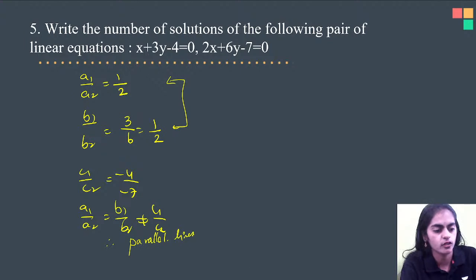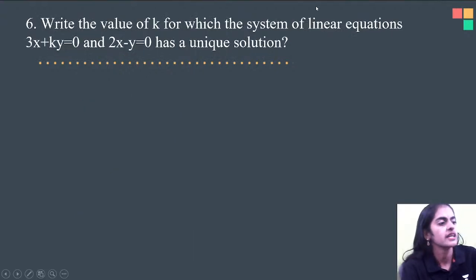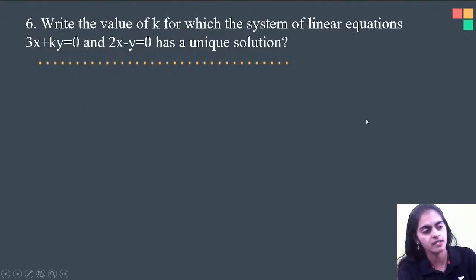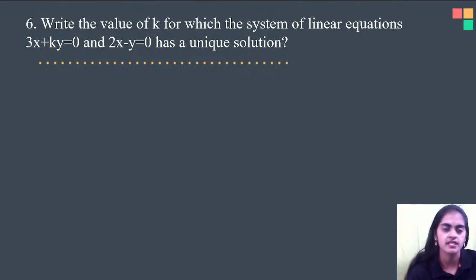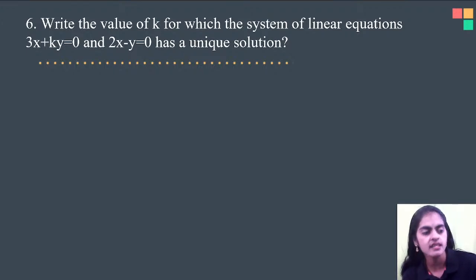Okay. चलो next question करेंगे. Here it is. Write the value of k for which the system of linear equations 3x plus ky is 0 and 2x minus y is 0 has unique solution. Okay. So I would like you all to do this question as a homework actually. But I'll explain you how to do this. So ये देखो, write the value of k for which the system of linear equations 3x plus ky is 0 and 2x minus y is 0 has a unique solution.